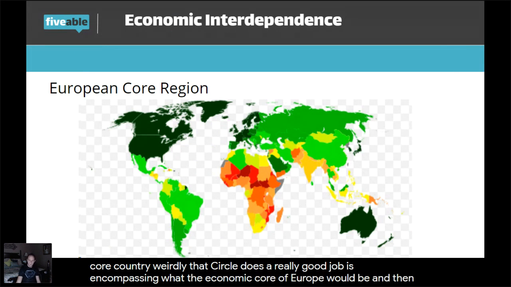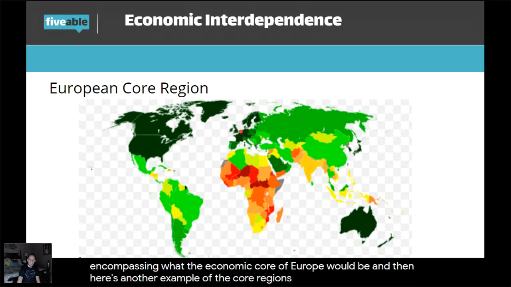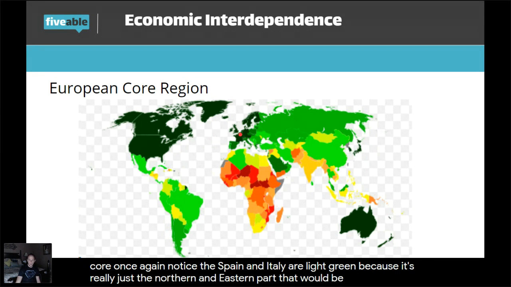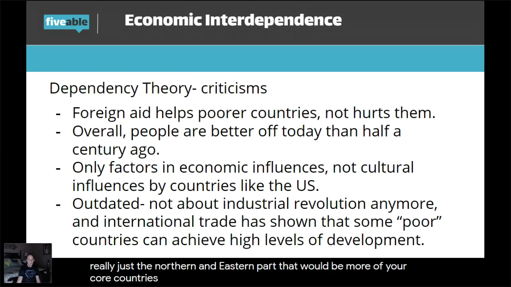And then here's another example of the core regions. Looking at the economic core, once again, notice Spain and Italy are light green because it's really just the northern and eastern part. That would be more of your core countries.